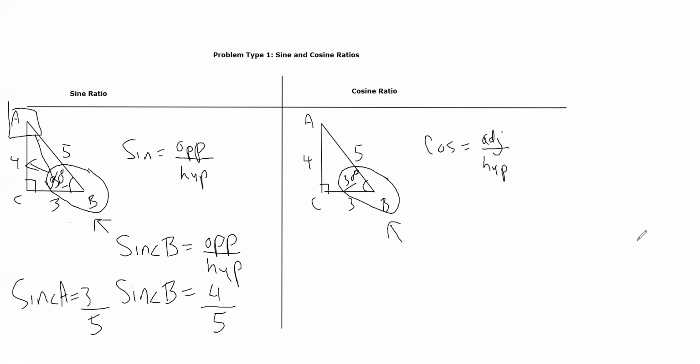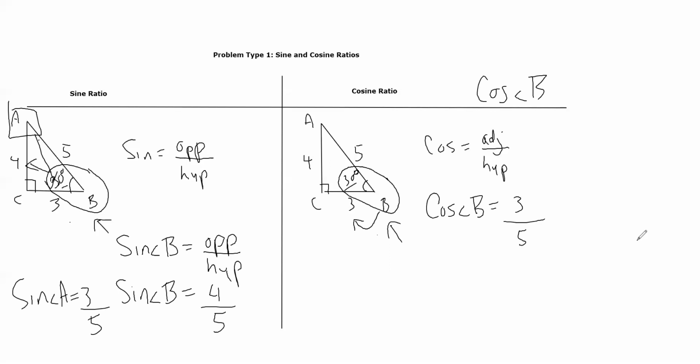Okay, so that's sine. What about cosine? Well, if I ask what is the cosine of angle B, I would start with cos of angle B is equal to adjacent. Now, adjacent, remember, is the side that's connected to the angle that I'm focused on. In this case, I'm focused on angle B. The side adjacent to it is 3, and the hypotenuse is just 5.